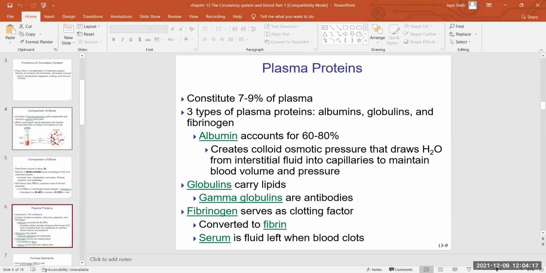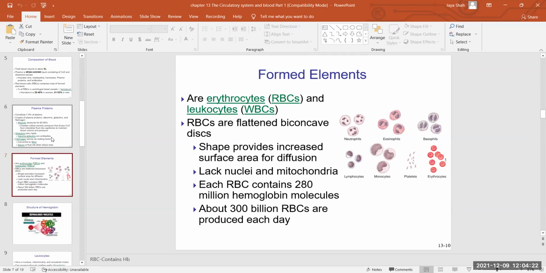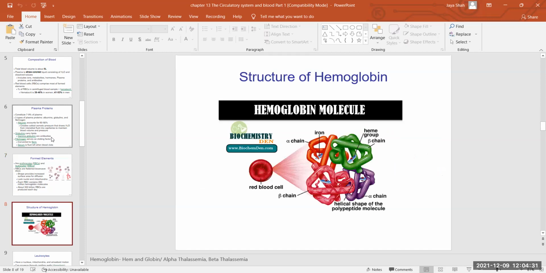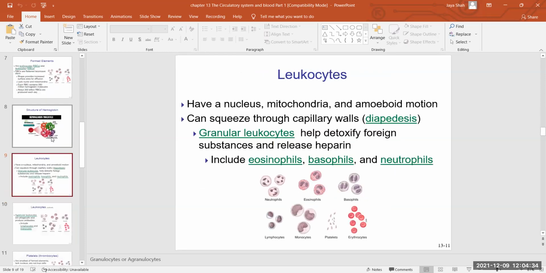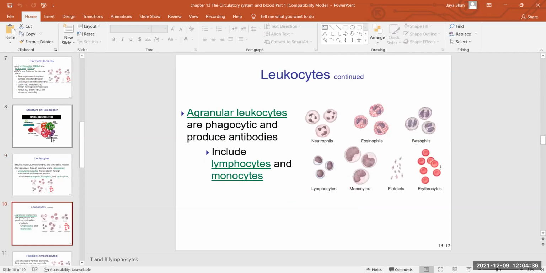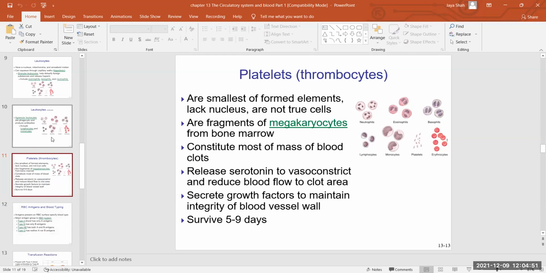I will not list the plasma proteins and their functions. Formed elements: erythrocytes, their structure, their function; white blood cells, their structure, function, differentiation; and most importantly, hemoglobin in the red blood cell, its structure and function, okay? So leukocytes are two types, agranular leukocytes and granular leukocytes. What are they and how are their structures different, as well as their functions, okay?